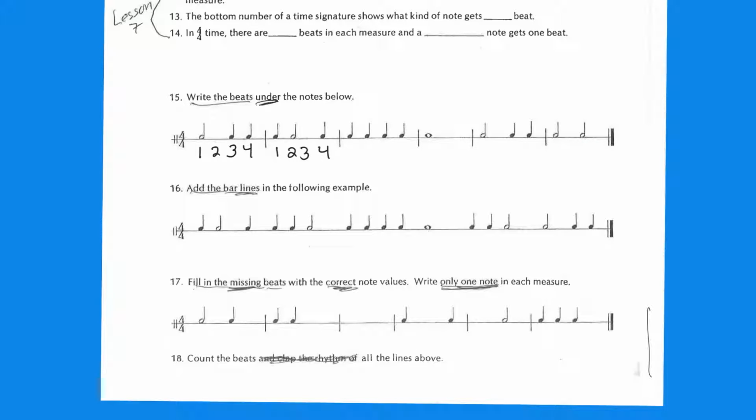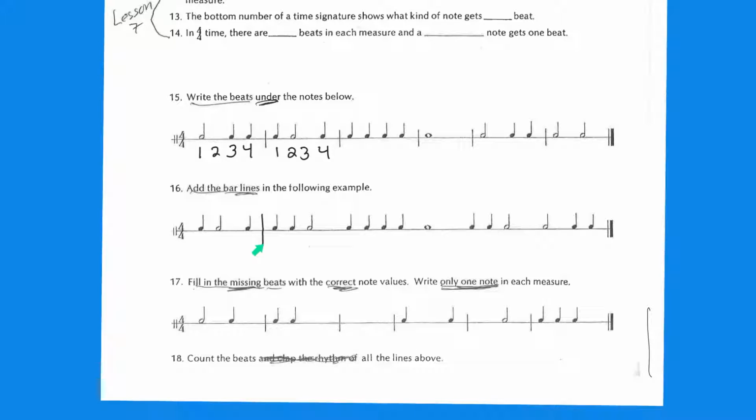All right, number 16, you have to add bar lines in the following example. Now, since this is 4/4 time again, you already know that there's 4 beats in a measure. You just have to figure out every 4 beats and put a bar line in, and I'll even show you the first couple ones right here.